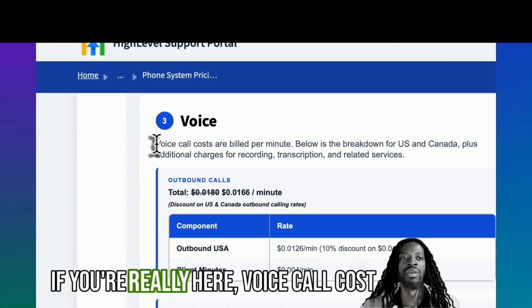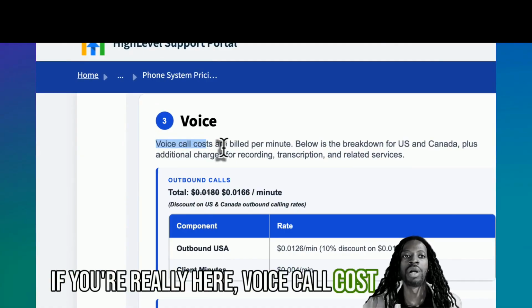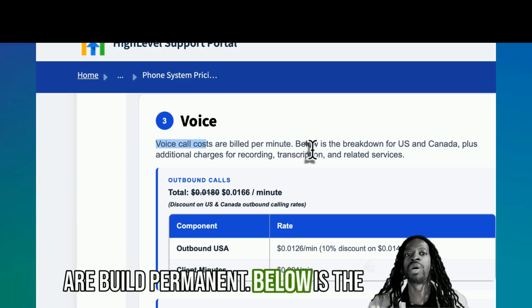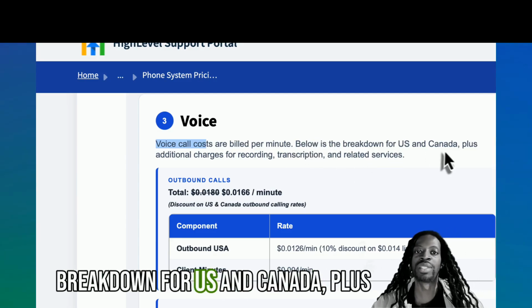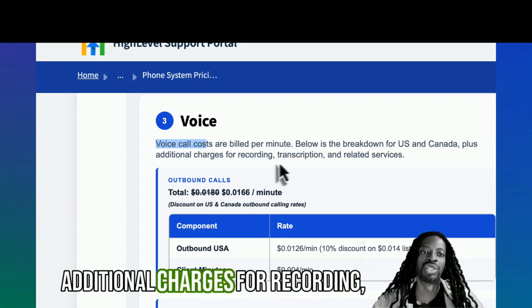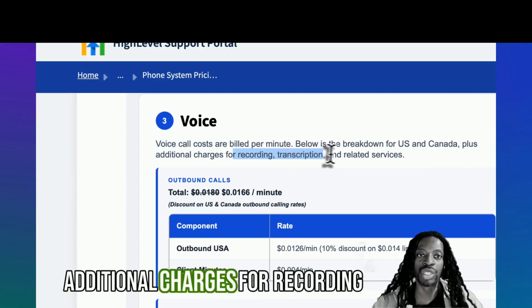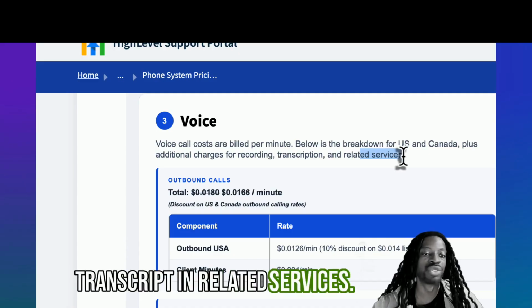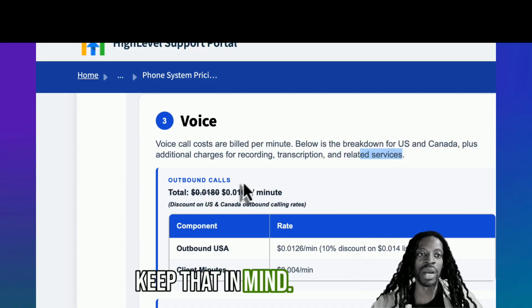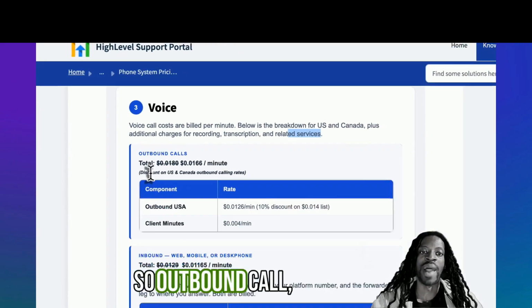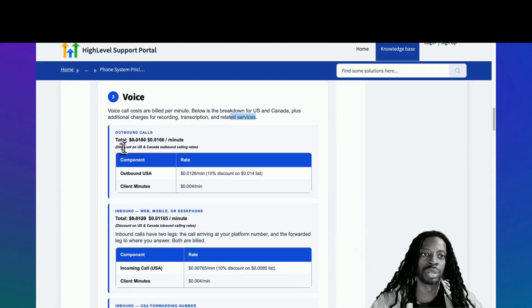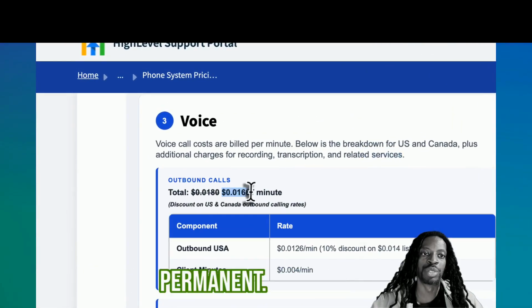If you read it here, voice call costs are billed per minute. Below is the breakdown for US and Canada, plus additional charges for recording, transcripts, and related services. Keep that in mind. So, outbound call, okay, is costing you this much per minute.